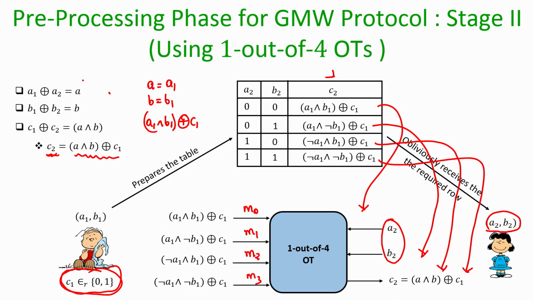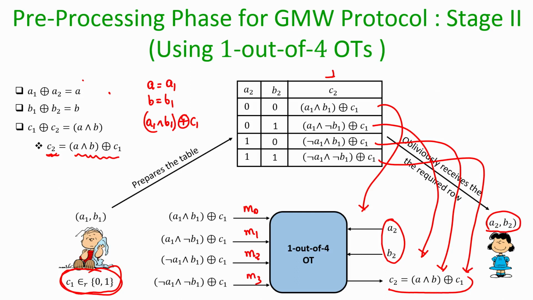And now you can see that indeed the XOR of C1 and C2 is A times B. Why is the security preserved here? If the sender is corrupt, namely P1 is corrupt, it does not learn anything about A2 and B2, because they are the selection bits of the second party, the receiver. So, the receiver's privacy ensures nothing about A2 B2 is learned. Whereas, if P2 is corrupt, then as a receiver she only learns the row she is interested in. She does not learn anything about the remaining 3 messages, and that ensures that nothing about A and B is revealed in this process.